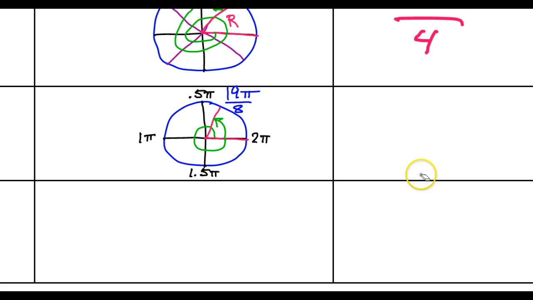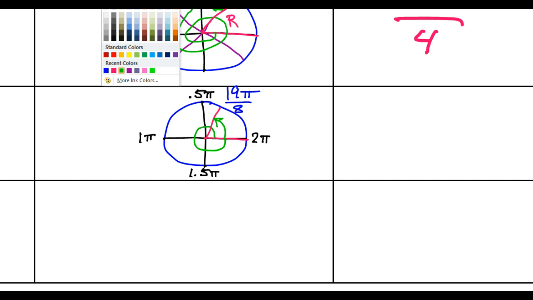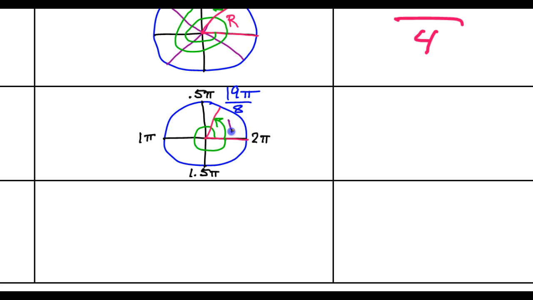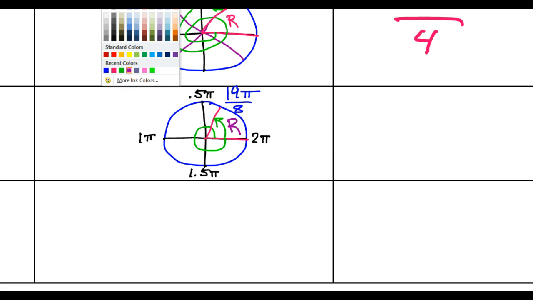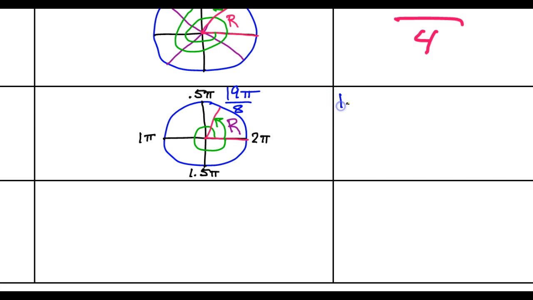So that's the sketch. Now, over here we're supposed to talk about the reference angle. My friends, understand that the reference angle is this angle right here where I just put the R. It's always measured between the terminal side and the x-axis. Can you see that this reference angle is between 2 pi and 19 pi over 8? So I need to subtract these two things: 19 pi over 8 minus 2 pi.